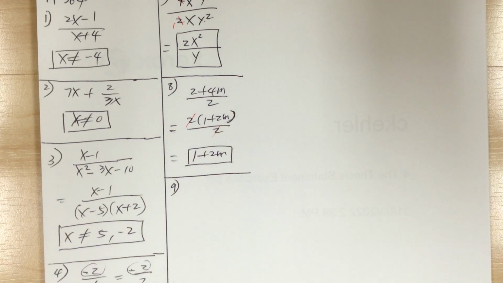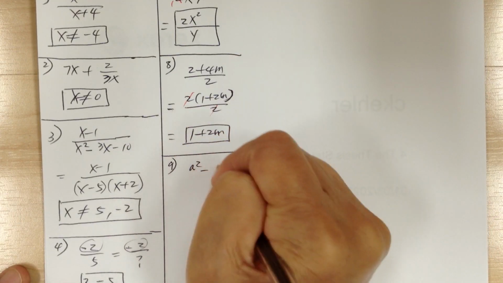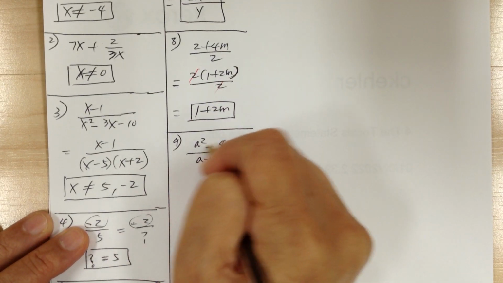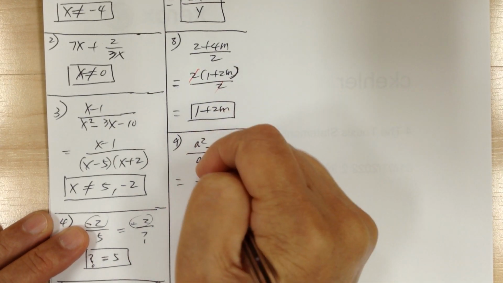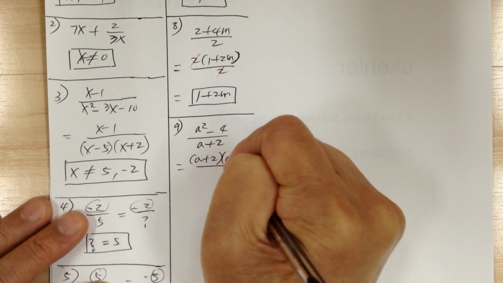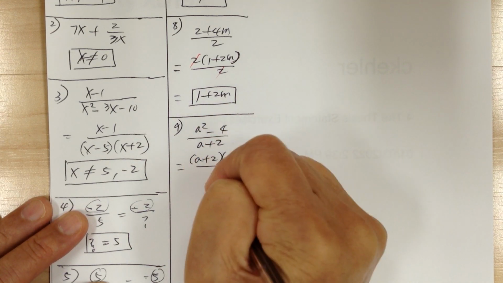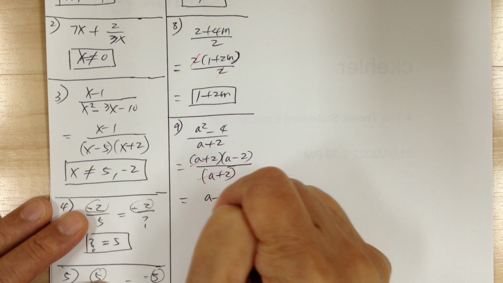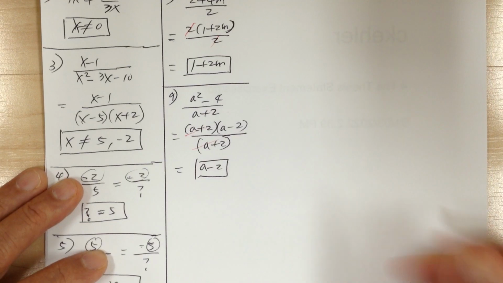Okay, number 9. You have a squared minus 4 over a plus 2. So again, whenever you see addition, subtraction, you have to think about factoring. So this is the difference of squares. So factor into a plus 2, a minus 2 over a plus 2. And the a plus 2 will cancel out. So your final answer would be a minus 2.